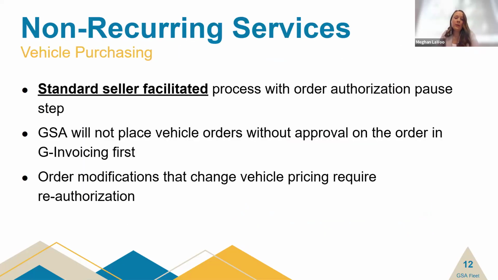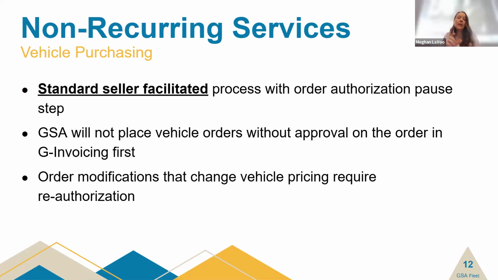So on the non-recurring services side for vehicle purchasing, we will have that again standard seller facilitated process. It is called seller facilitated because you come into gsafleet.gov to place your vehicle order, and gsafleet.gov is transmitting that information to G-Invoicing, which means the way it's getting to G-Invoicing is from the seller. So that's why it's seller facilitated. It will not look any different for you if you're placing an order. You'll still get to pick your vehicle type, your cut, like all of the options associated with your vehicle, how you want it to bill. All of that information will remain unchanged.